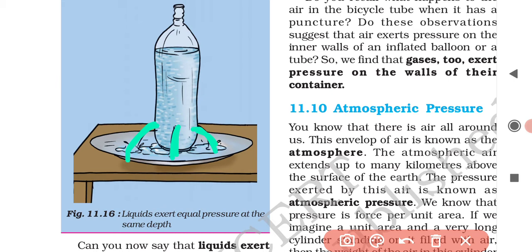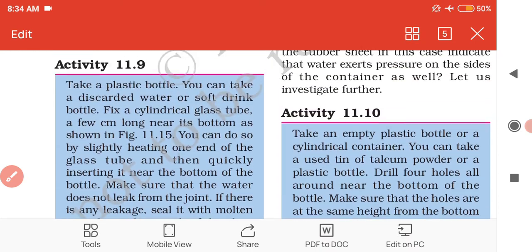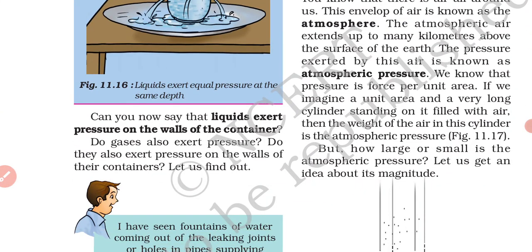A liquid exerts pressure on the walls of its container, and a liquid exerts equal pressure at the same depth. Clear? So these are the two conclusions we can draw from this activity 11.10. So can you now say that liquid exerts pressure on the walls of the container? Yes, we can say. And do gases also exert pressure? Yes, actually gases also exert pressure.